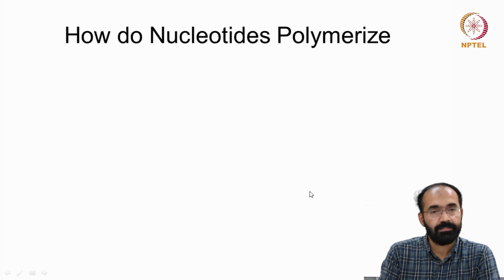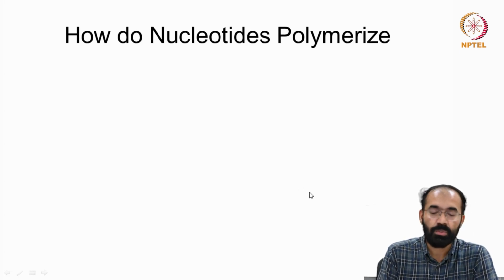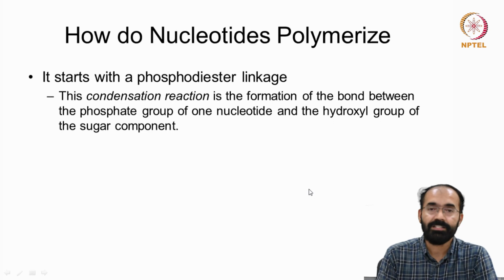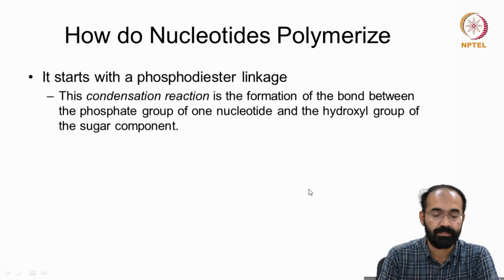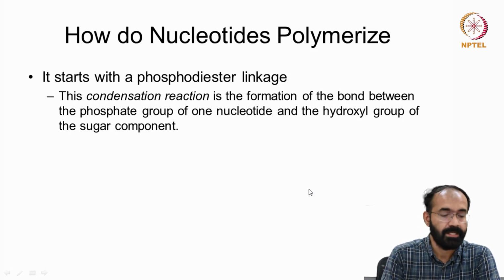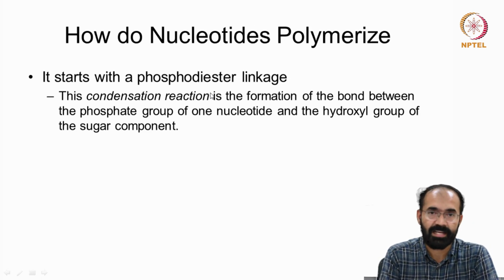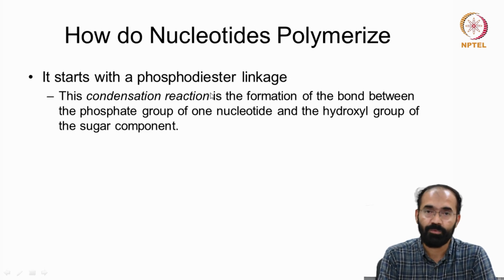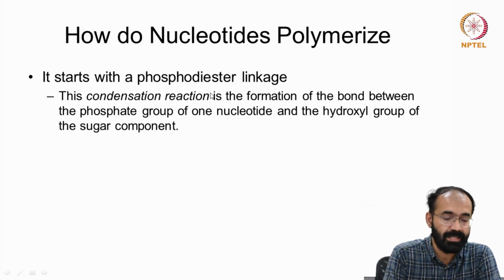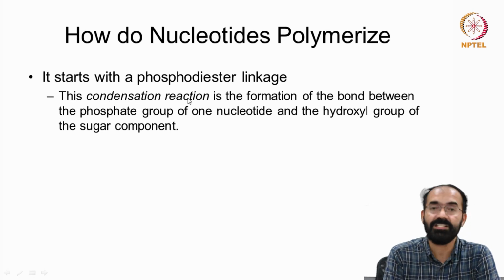So let us quickly think, how do the nucleotides polymerize? Polymerization, we know, is the assembly of the monomers, which are the nucleotides. And once they polymerize, the end product has to be a polymer called RNA. So it starts with a phosphodiester linkage. What is a phosphodiester linkage? A phosphodiester linkage is basically formed between a sugar and a phosphate group, which continues over the downstream chain. It is formed by a condensation reaction.